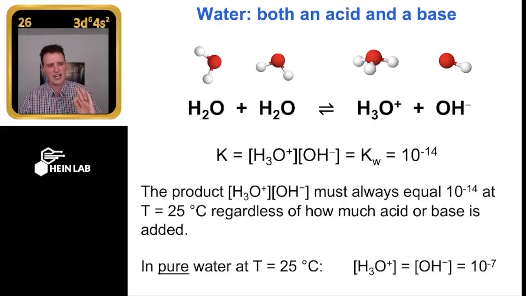Does anybody know why a K value might change with temperature? Reaction rate depends on temperature. Yeah, reaction rate is part of it. But remember, this is equilibrium, so there's two reaction rates, forward and back. If you heat them up, they're both going to kind of change. So there is some of that.